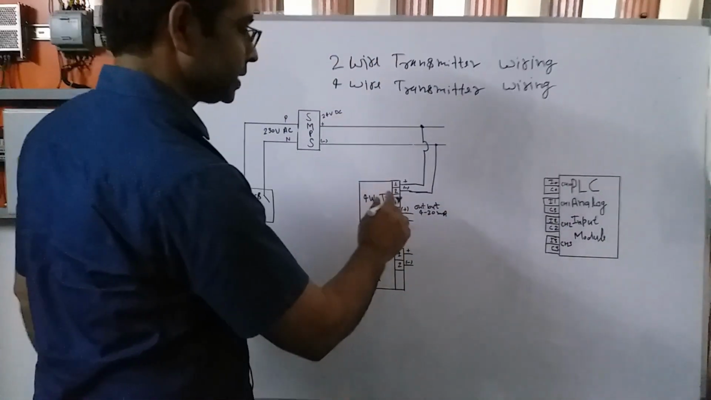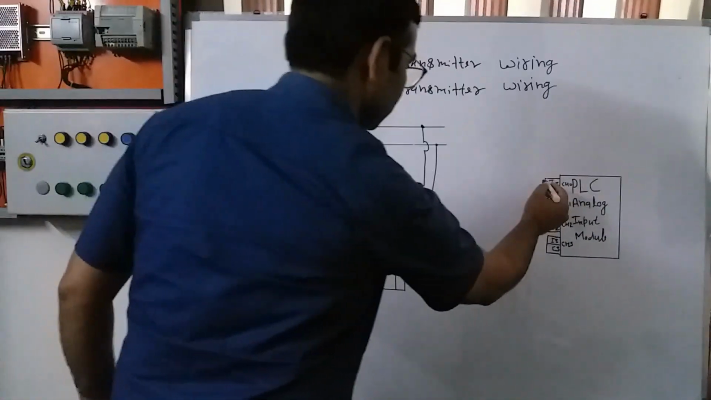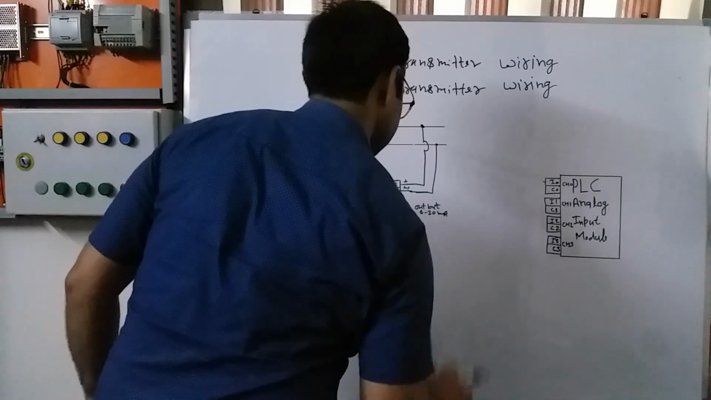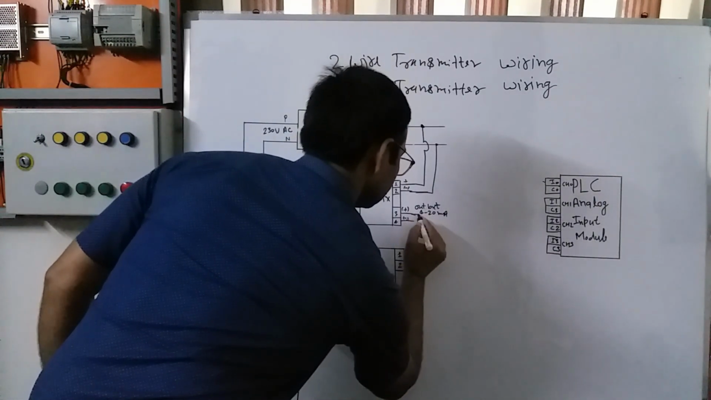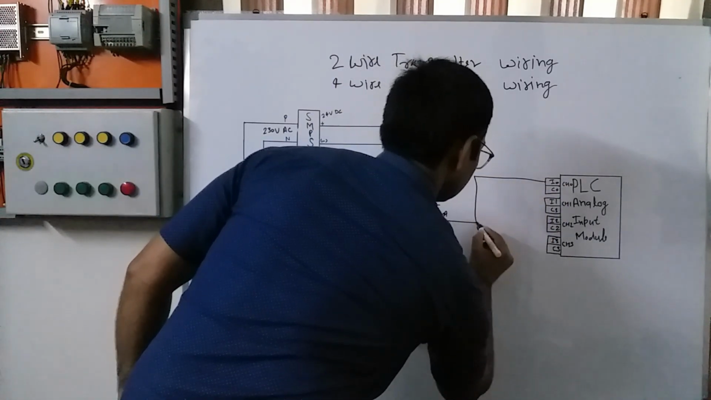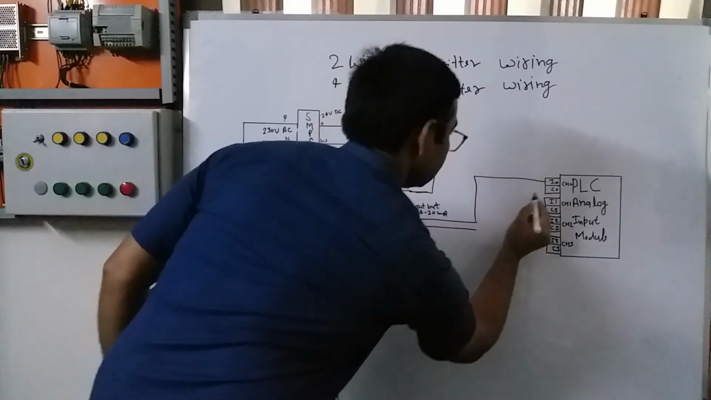So how will its wiring be with the PLC? Its wiring will become straight. The positive wire of the transmitter will be connected to the positive wire of the PLC. And the negative wire of the transmitter will be connected to the common of the PLC.